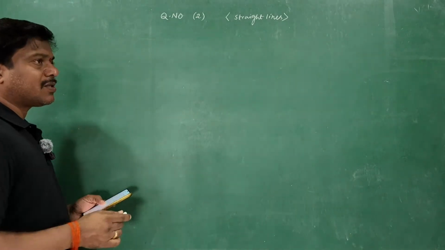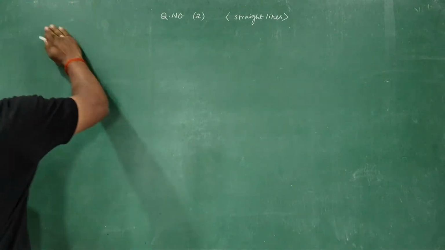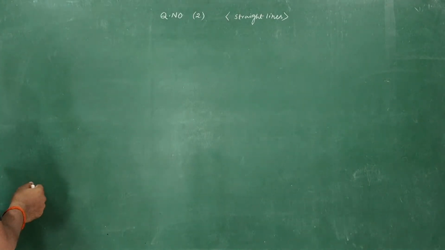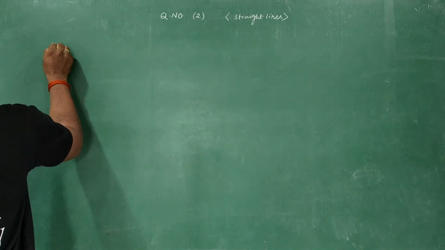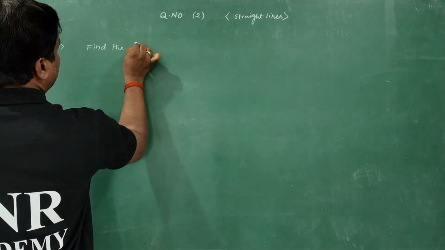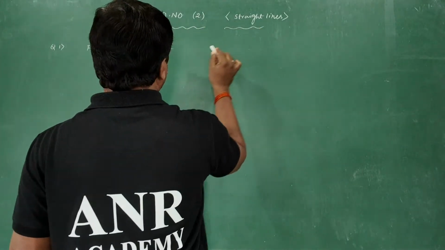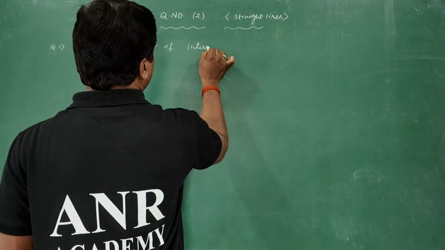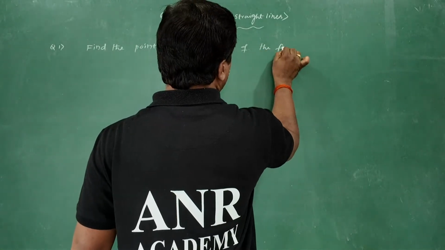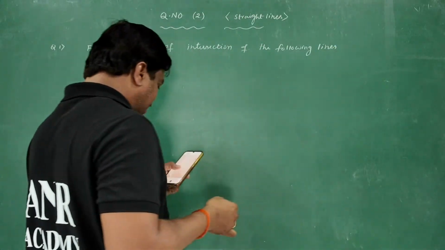Let us discuss some of the questions which are in the exercise C as well as D. First question, find the point of intersection of the following lines. That is the question. And the lines are given.